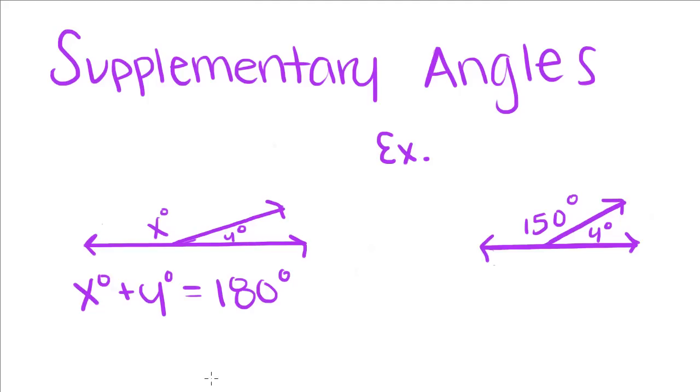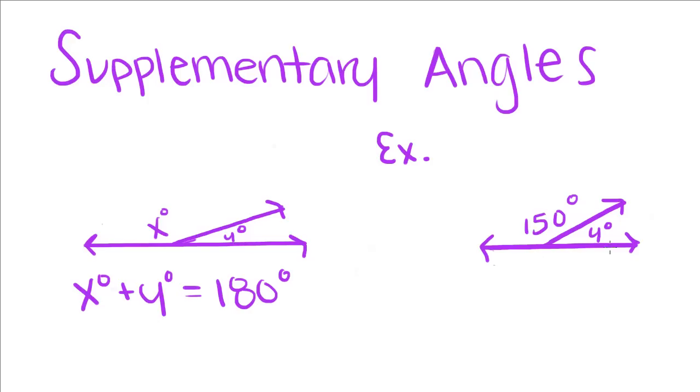Alright, so today we're going to be talking about special angle pairs and how they relate to one another. The first type of angles we're going to talk about are supplementary angles, and they're adjacent angles. Adjacent just means that they're next to each other, and their measures add up to 180 degrees.